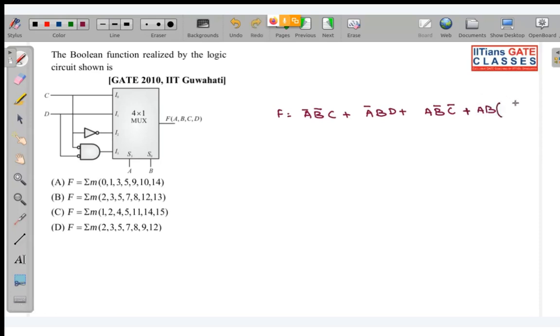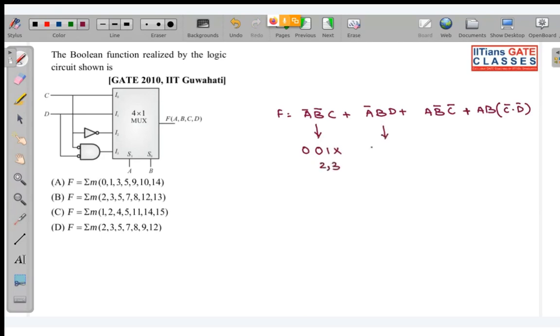You can write it like this, I3. So I3 is C complement dot D complement. Now if you see, this corresponds to minterm 0 0 1 cross, so this will be either 2 or 3.